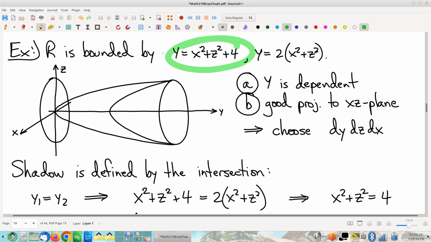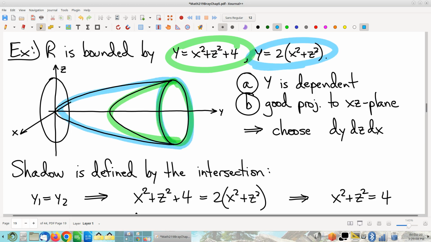We have ourselves a paraboloid, right? Chapter 1 flashbacks, or chapter 2, maybe somewhere along in there. And that's this. And then we have this, also a paraboloid, which something kind of like that. And our region is what is bounded by those. In other words, what's kind of sandwiched in between.